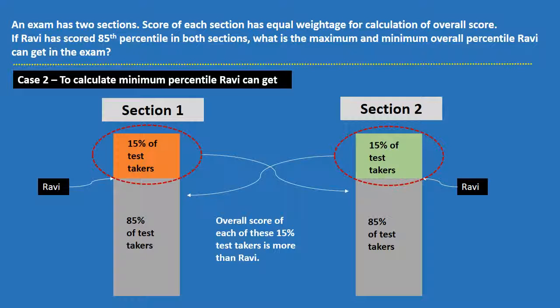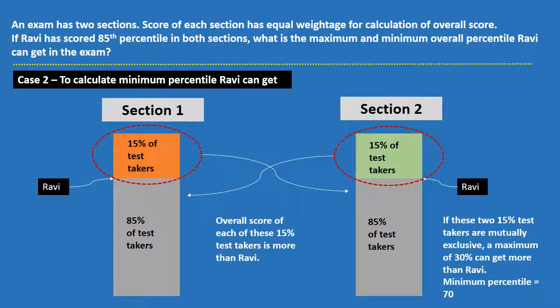So overall score of each of these 15% test takers is more than Ravi. And if these two sets are mutually exclusive, a maximum of 30% can get more than that of Ravi. 30% or more than Ravi. That means the percentile of Ravi is 70. This is the minimum percentile that Ravi can get.